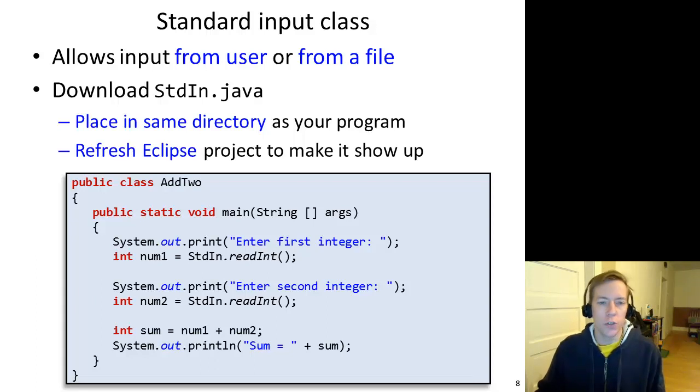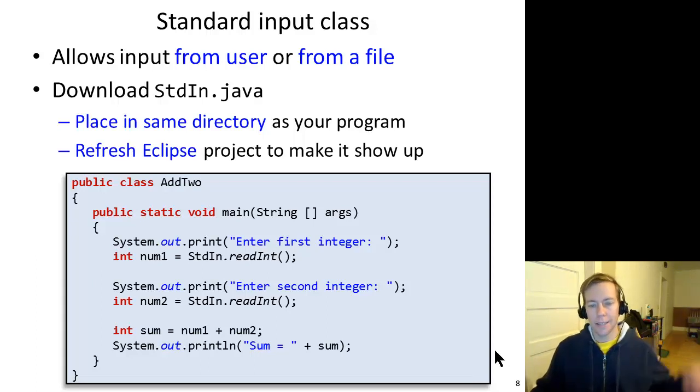There are a variety of ways you could install this so Java could find it. We're going to use a very simple approach: we're just going to place this standard StdIn.java file in the same directory as the program that requires it. So this means you're going to maybe have a bunch of versions of StdIn.java running around your computer, but that's okay. Computers have big hard drives these days.